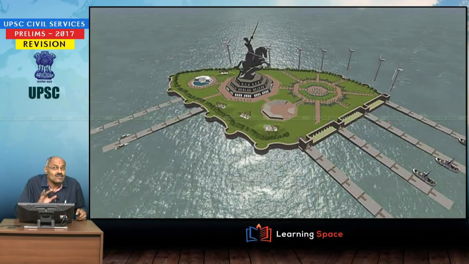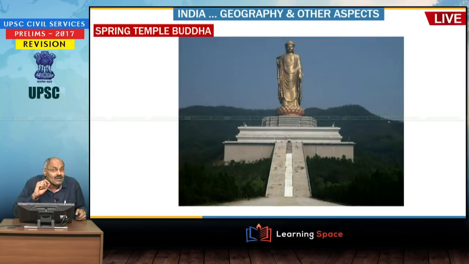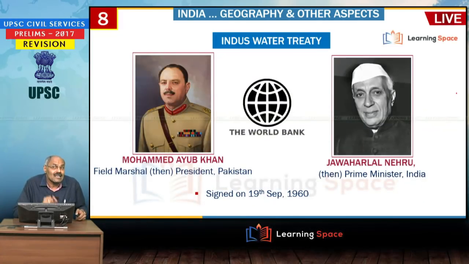And this is the location where this is going to come up, and this is the Spring Temple Buddha in China. At present this is the tallest statue at 208 meters. Now, Chhatrapati Shivaji statue will become the tallest at 210 meters, right. Then Indus water treaty, this is very important.